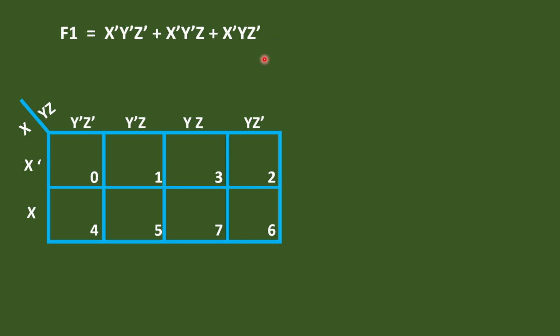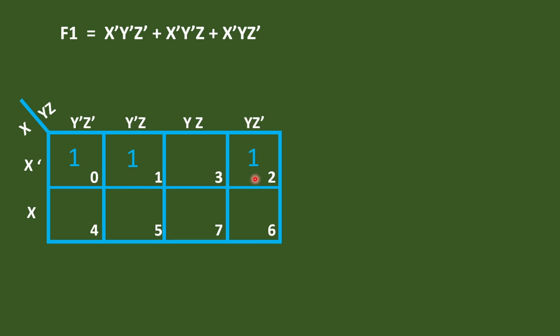Now for the available output expression, we have to place 1s here. So for X dash, Y dash, Z dash, that represents a 1 in the 0th cell, because we know it is X dash here, then Y dash, Z dash. Then corresponding to X dash, Y dash, Z, we place a 1 in the first cell. Then corresponding to the third term, X dash, Y Z dash, that corresponds to the second cell, we place a 1.